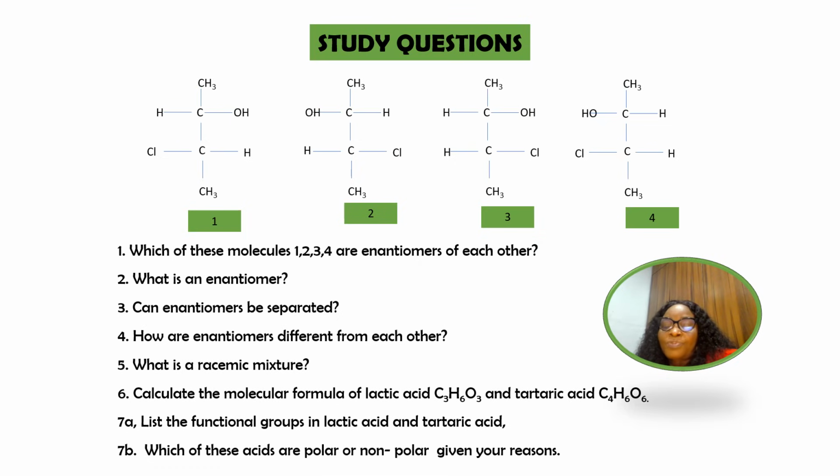Enantiomers, we have said, are non-superimposable mirror images. So this lesson is short. I want you to answer the following questions. We have here 4 structures, structure 1, 2, 3, and 4. Which of these molecules, 1, 2, 3, or 4, are enantiomers of each other? What is an enantiomer? Can enantiomers be separated? How are enantiomers different from each other? What is a racemic mixture?